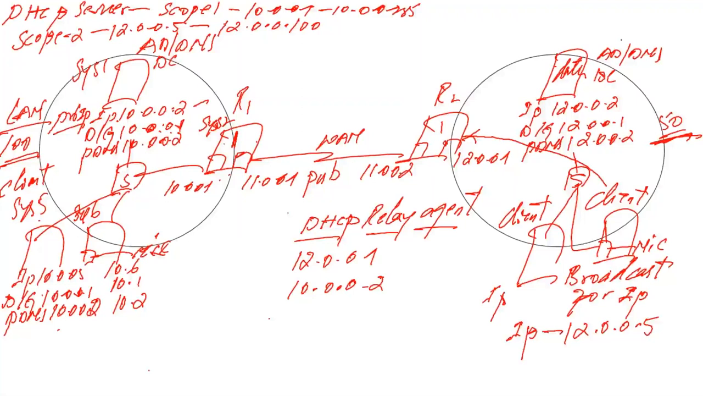12.0.0.1 is the default gateway, so we have to type that. Please write down: router default gateway address - 12.0.0.1. Okay, then write down the next line: complete the scope.